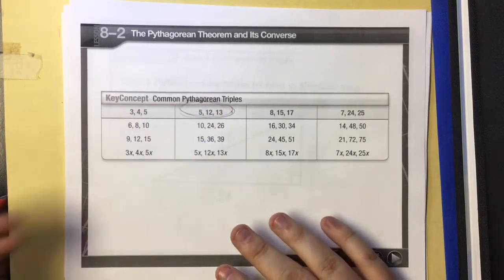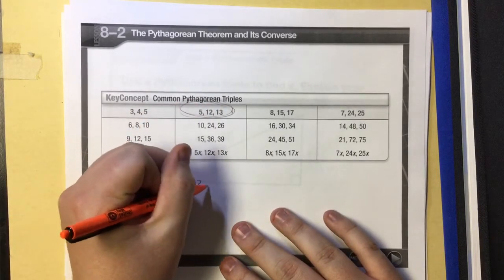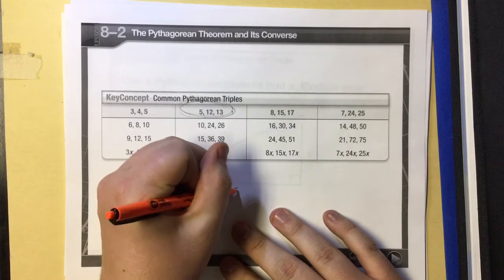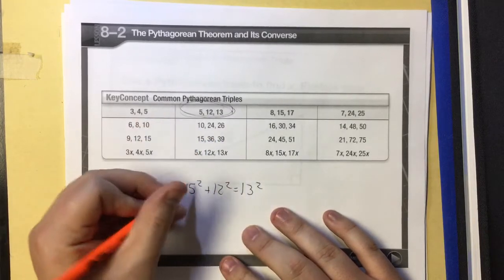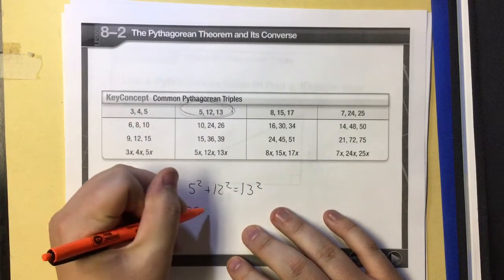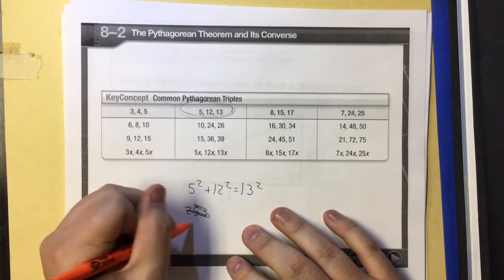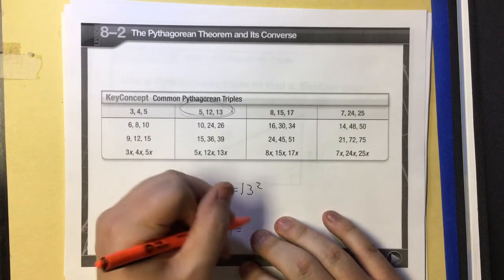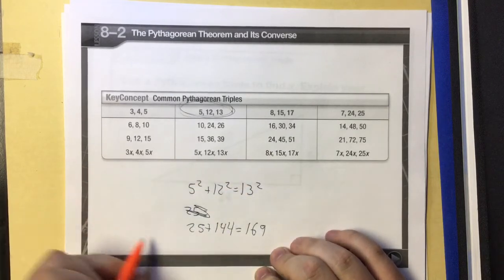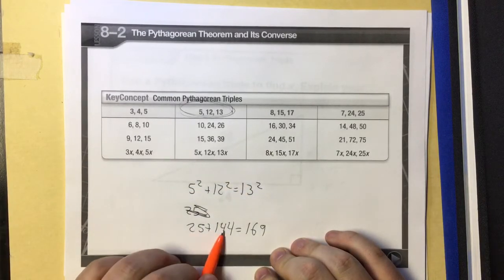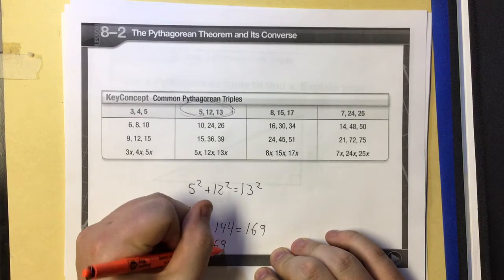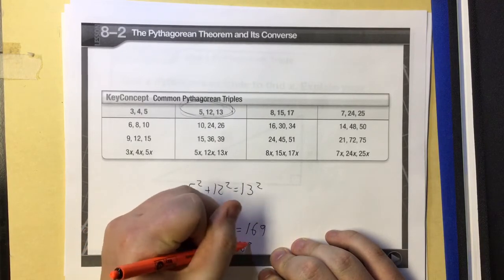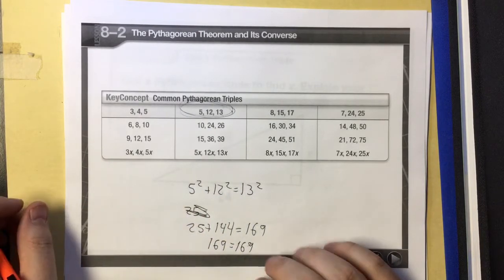Like, let's just take this one as an example. 5 squared plus 12 squared equals 13 squared. 5 squared is 25. 25 plus 12 squared is 144, and 13 squared is 169. When you do 25 plus 144, you get 169 on both sides, so that Pythagorean theorem works.